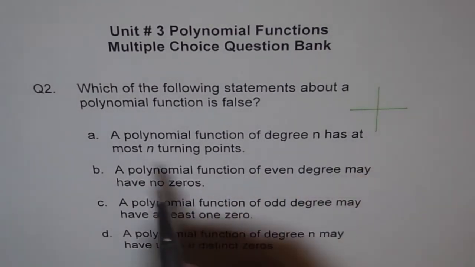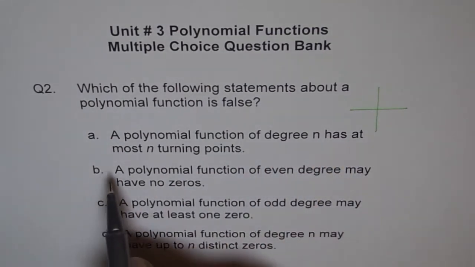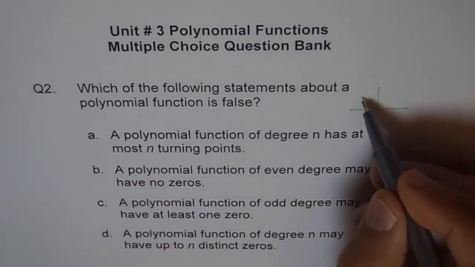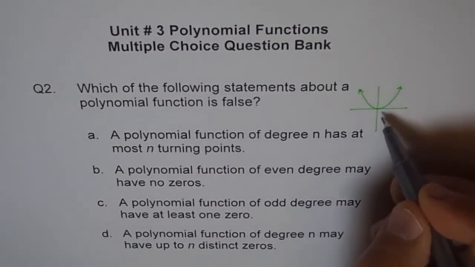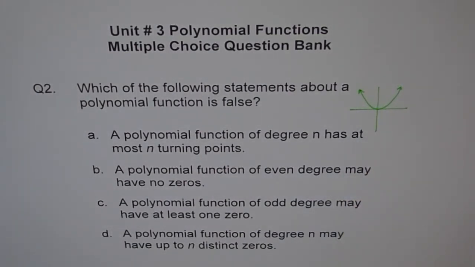A polynomial function of degree n has at most n turning points. So a quadratic function is degree 2, right? So how many turning points does it have? Does it have 2 turning points? No, it has only 1 turning point. So the first statement is wrong. Do you see that? A polynomial function of degree n has at most n minus 1 turning points, right? That is the right statement.